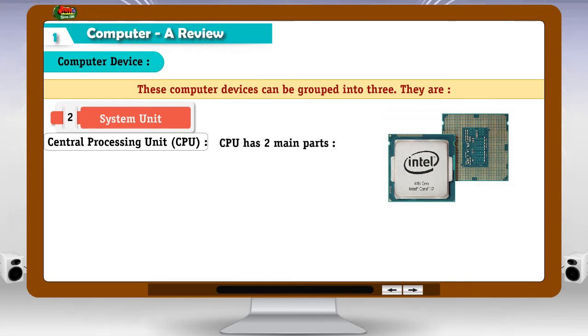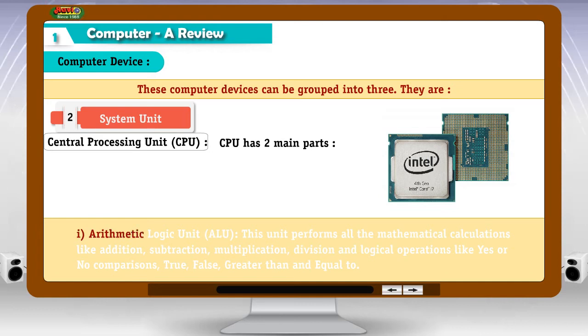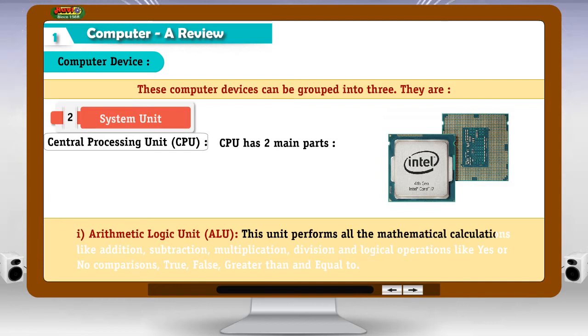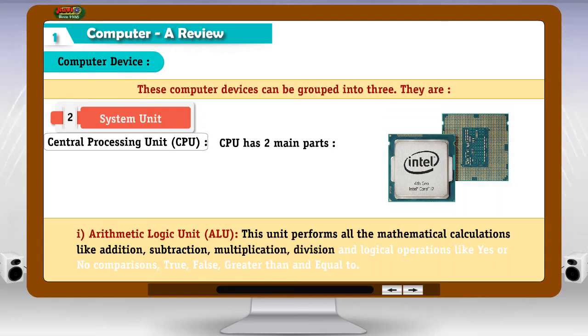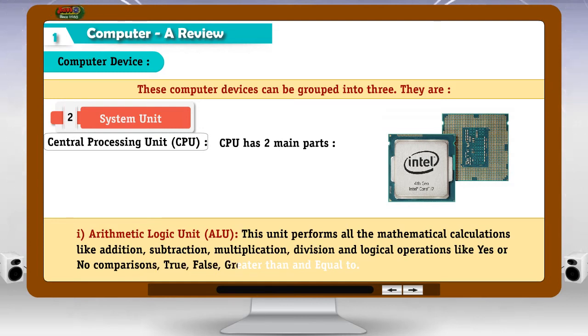CPU has two main parts. One, Arithmetic Logic Unit, ALU. This unit performs all the mathematical calculations like addition, subtraction, multiplication, division, and logical operations like yes or no comparisons, true, false, greater than, and equal to.